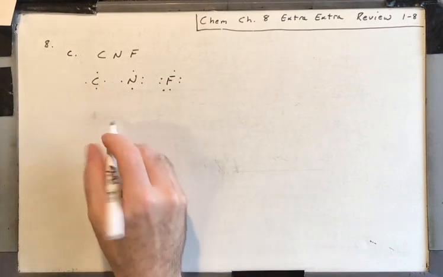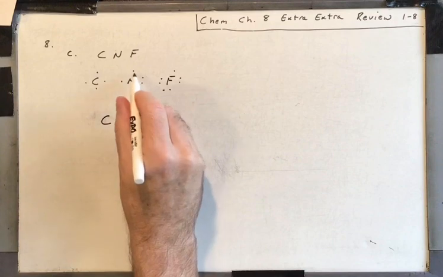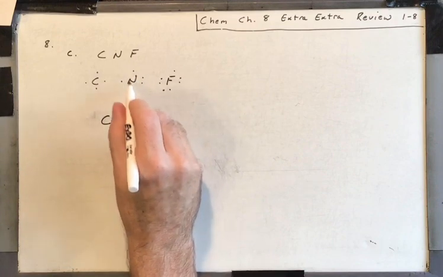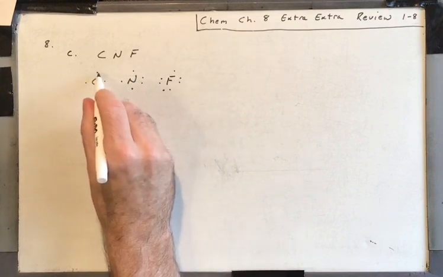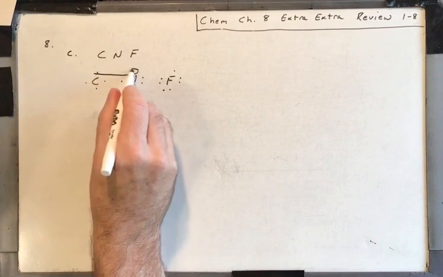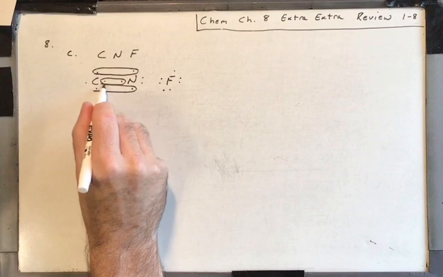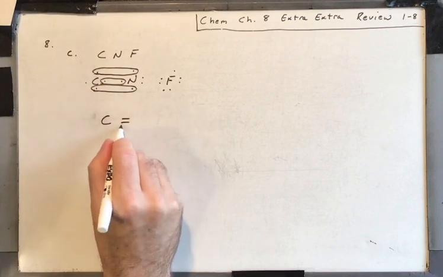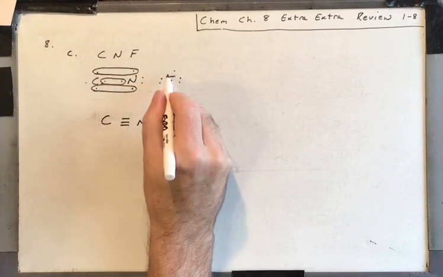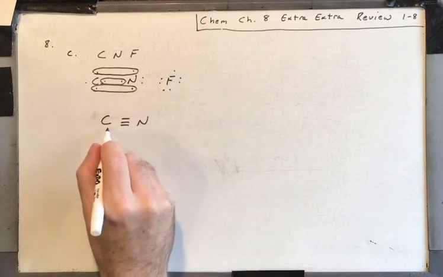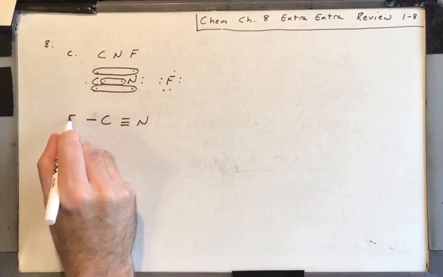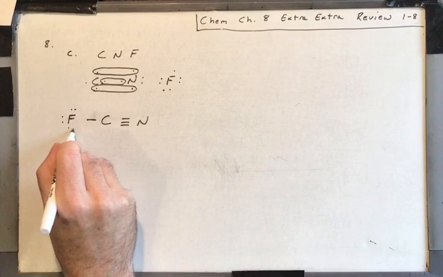All right, carbon goes in the center. What kind of bond can nitrogen take? Well, it can take a triple bond. It can bond with 3 of these. All right, so triple bond with nitrogen. What kind of bond can fluorine take? Just a single bond. So we can draw it like that.